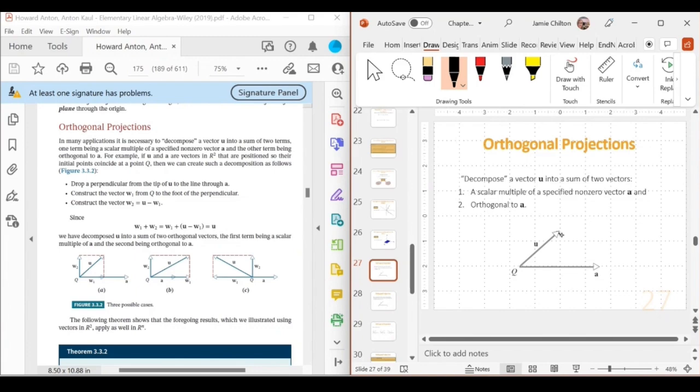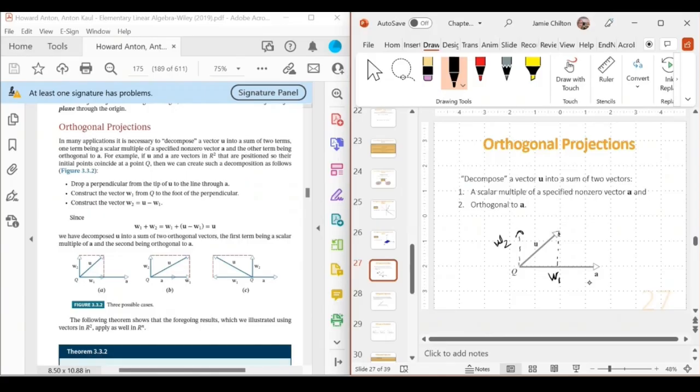From the tip of u, you're going to drop a perpendicular all the way to a line that goes through A. Where that hits the line through A, we are going to denote W1 in this text. And then the other vector that we're going to decompose it into is W2, which is going to be perpendicular to W1.